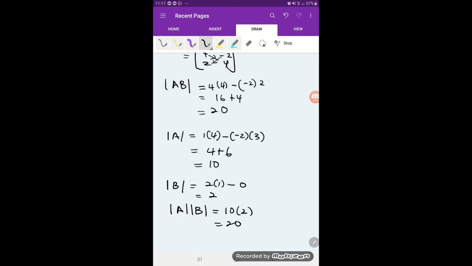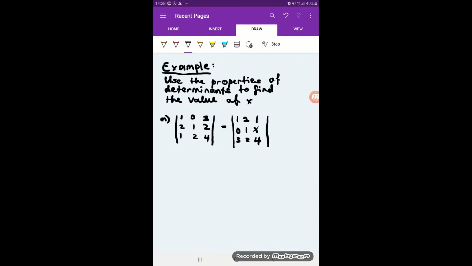So for the conclusion, you can get determinant of matrix AB is equal to determinant of matrix A multiplied by determinant of matrix B. Apply the properties of determinant in the questions. Here, this is the example.